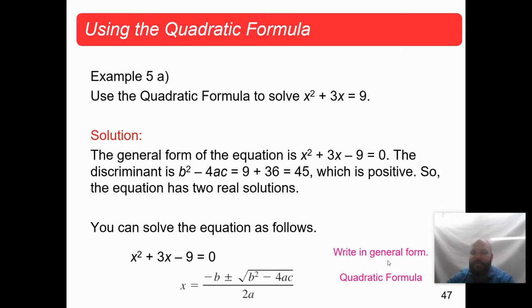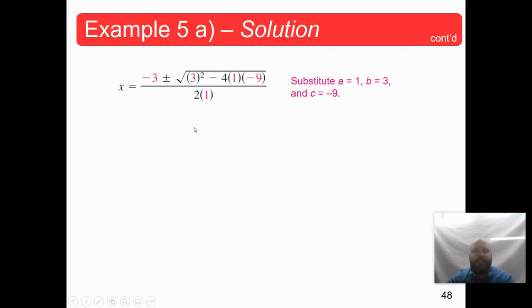So as you can see in this pink, I didn't change it in the slide on purpose because I wanted to make sure you're aware that in the directions, if it says write the equation in general form, they are talking about standard form. So you can see once I substitute A is 1, B is 3, and C is negative 9 in, you can proceed to simplify this.